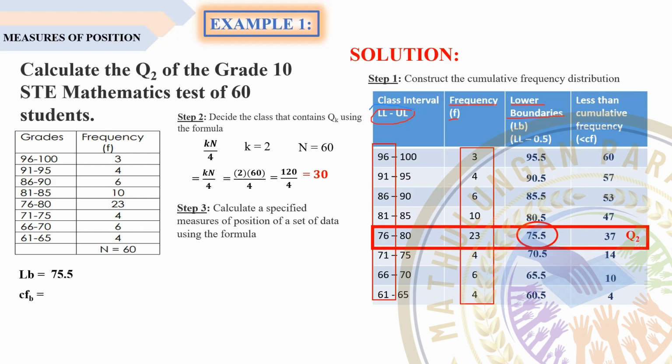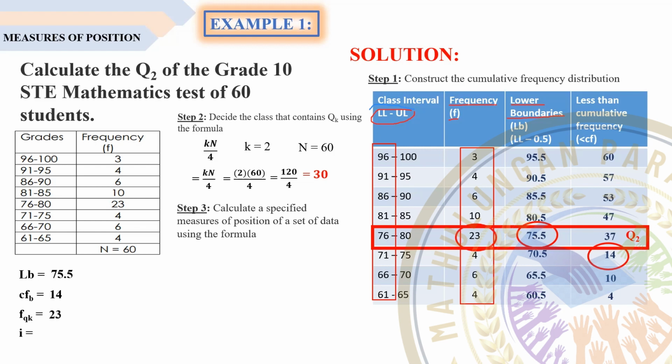Next naman, ang ating cumulative frequency before the class. Remember, before. So, ang cumulative frequency natin doon sa quartile 2 natin ay 37. But we're looking for before. So, ano ba yung before? Which is 14. So, bago mag-ating cumulative frequency ng ating quartile 2 ay 14. So, therefore, ang CFB natin ay 14. Next to that is the frequency of the quartile 2. So, ang frequency natin ay 23.